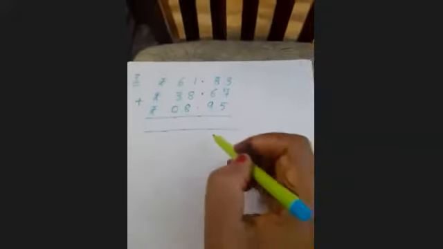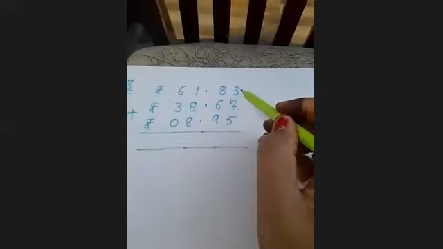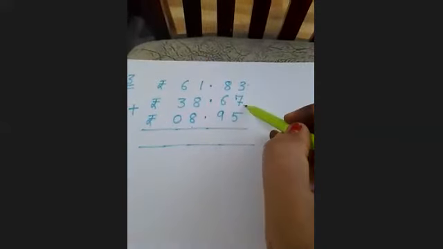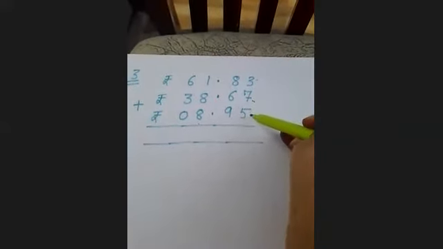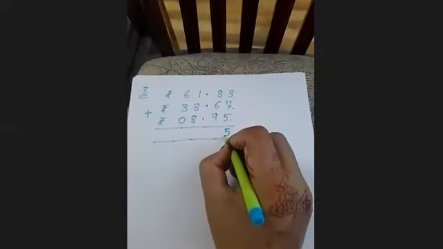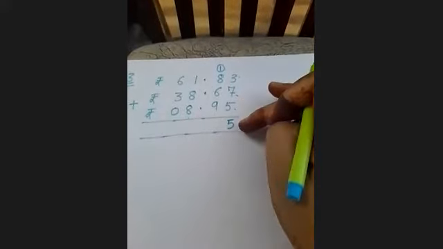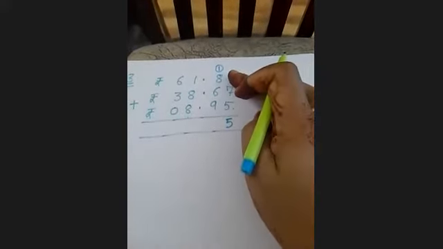Now, start. 3 plus 7. 3 plus 7 is 10, and 10 plus 5 is 15. So write here 5 and 1 carry.